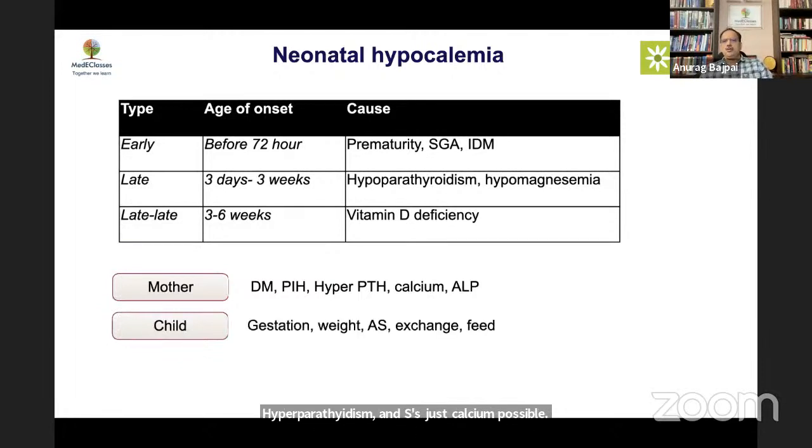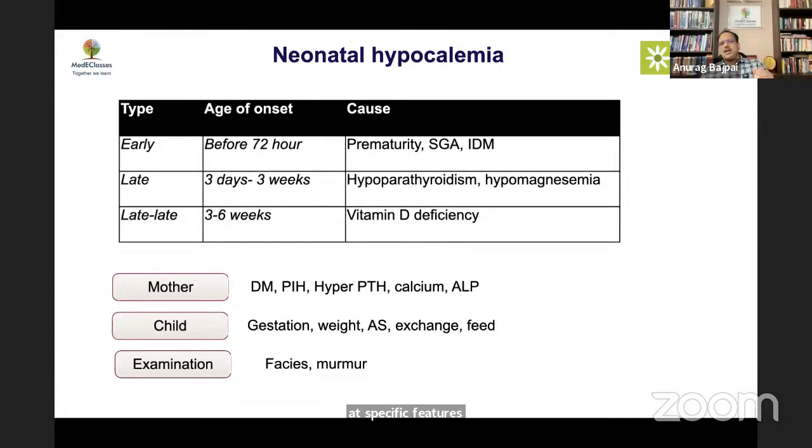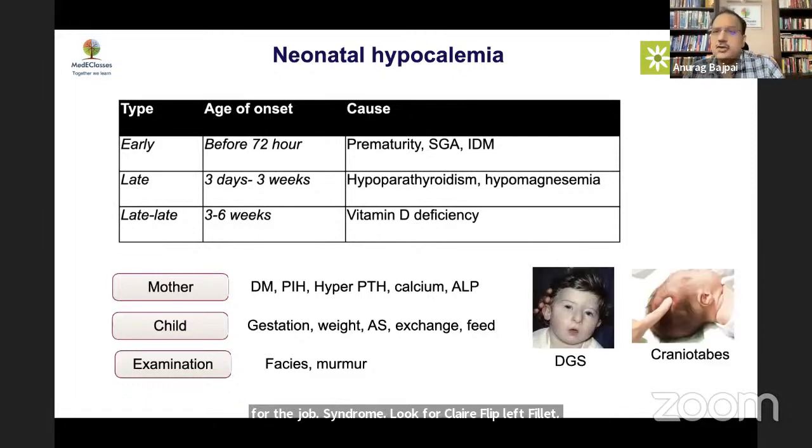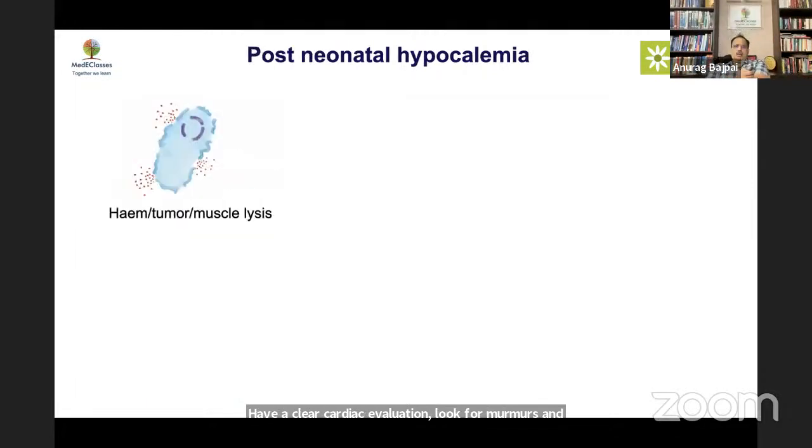In children, of course, we have to look at the gestation, the birth weight, and the Apgar scores to look at hypoxia, exchange transfusion, feeding, and all those become important. Examination should look at the facies for specific features of DiGeorge syndrome, look for cleft lip, cleft palate, and have a careful cardiac evaluation, look for murmurs and features of DiGeorge syndrome and rickets, which become important.